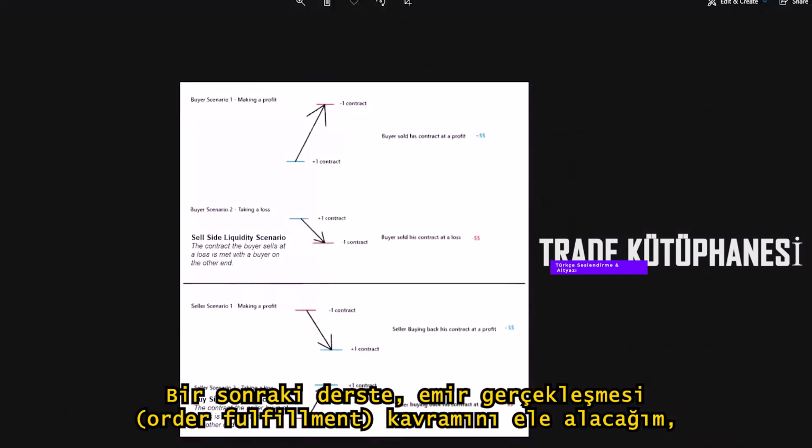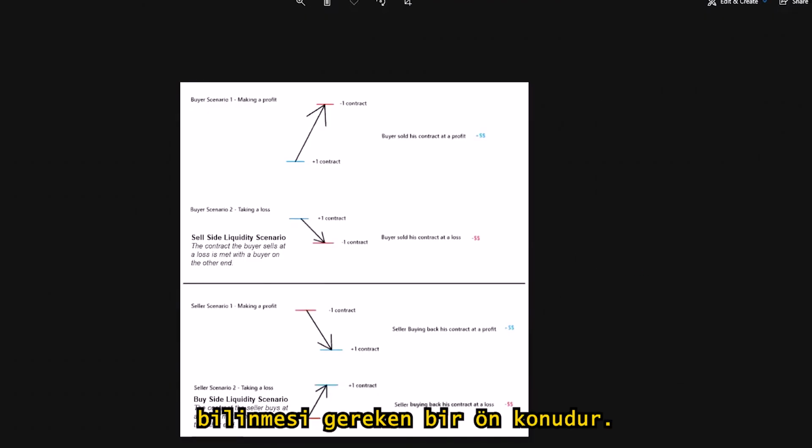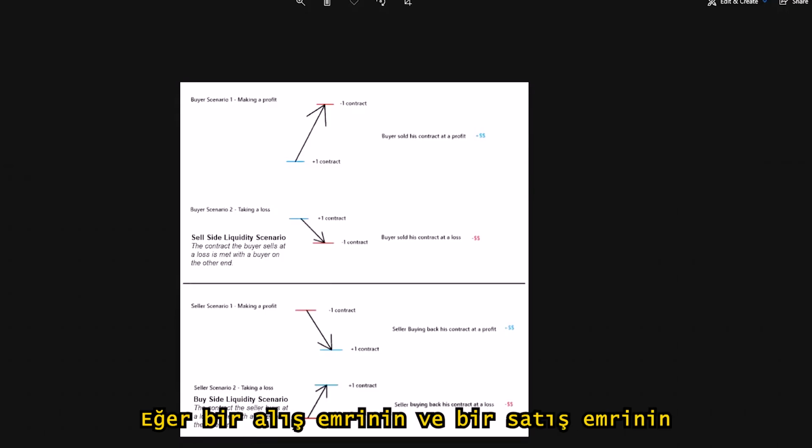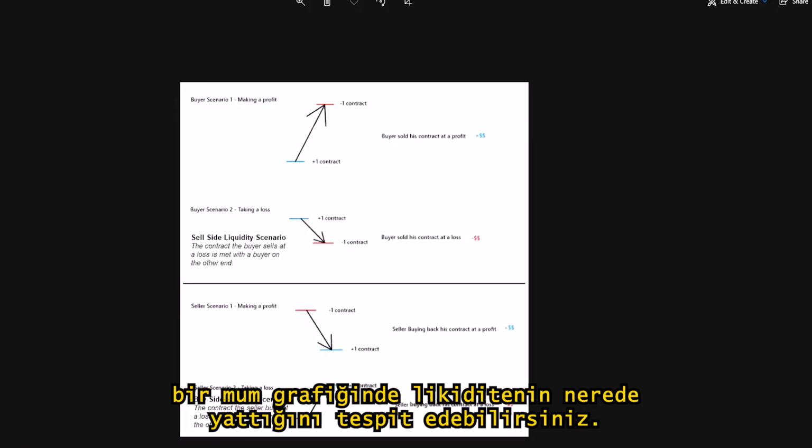Okay, in the following lesson, I'll be covering the order fulfillment concept, which is a preliminary topic to understand the basic concepts of liquidity. If you're able to understand the fulfillment of a buy order and of a sell order, you'll then be able to identify where liquidity lies on a candlestick chart.